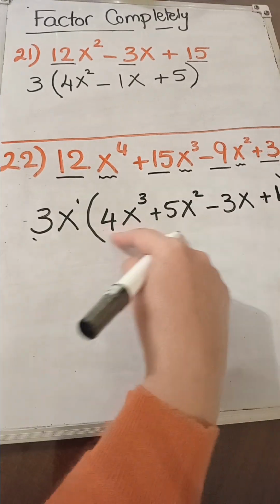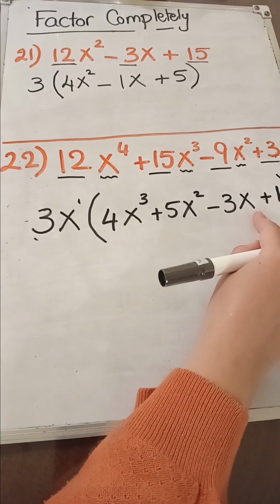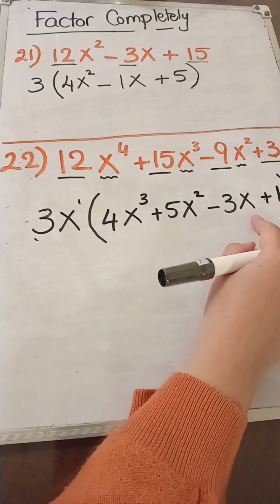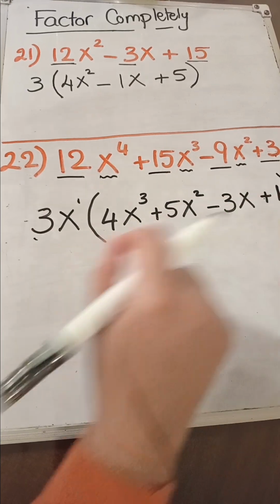I need to check that whatever is inside the parentheses cannot be factored further, and it's true, it cannot be factored more than this, so this is where I stop.